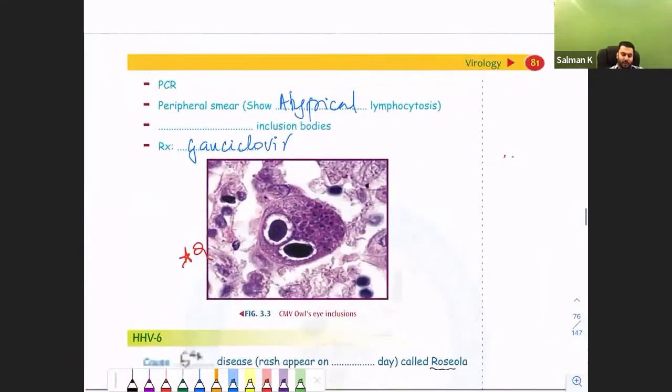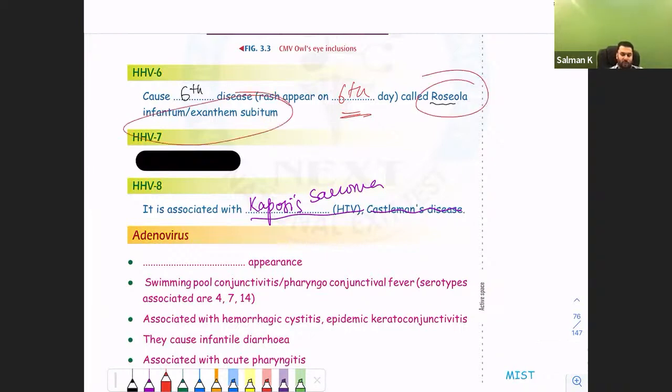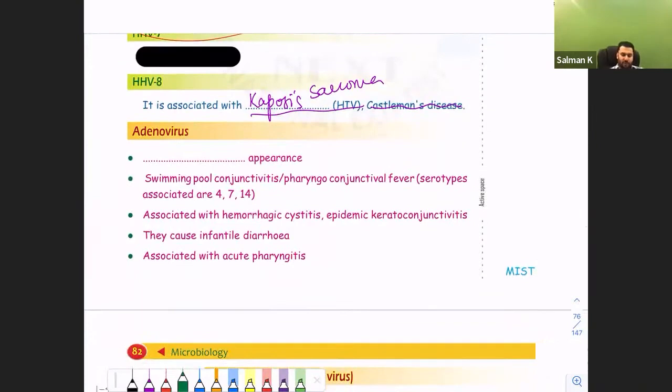Next part, HHV6 and HHV8. HHV6 causes sixth disease because the rash presents on the sixth day of infection, which is preceded by 5 days of fever, known as roseola or exanthem subitum. You should know these other two names also: sixth disease, exanthem subitum or roseola, because of the rose color patches. HHV8, my dear friends, is going to cause Kaposi's sarcoma.